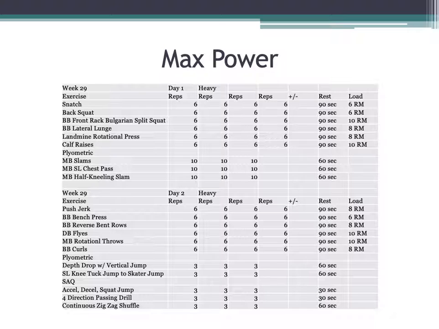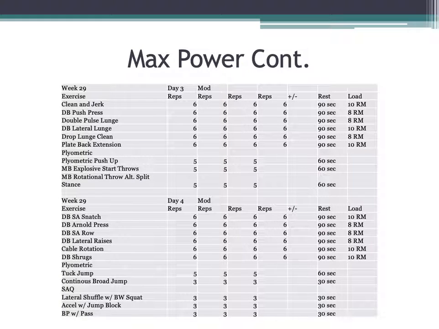For Day 2 of max power, volleyball athletes perform 6 reps of barbell bench press with 90-second rest. This will be their upper body push exercise. On Day 4, volleyball players will perform dumbbell Arnold press moderately.